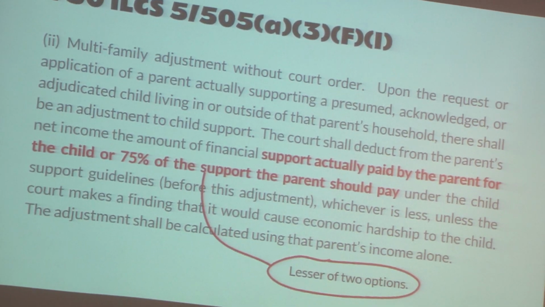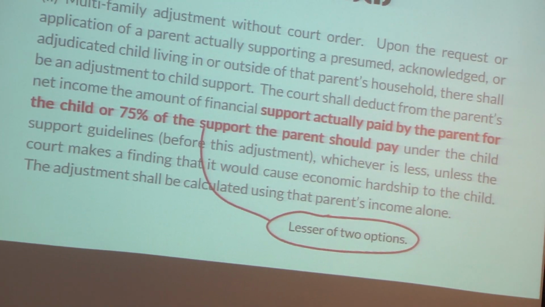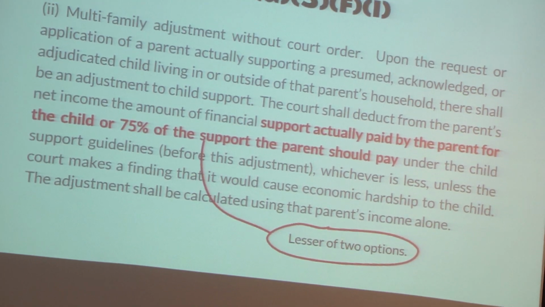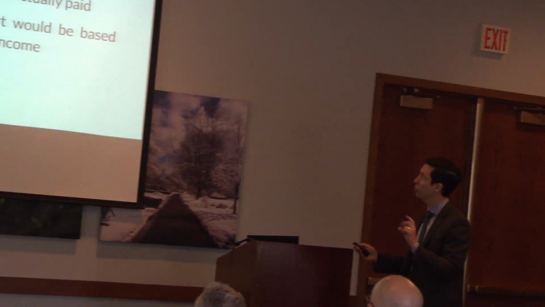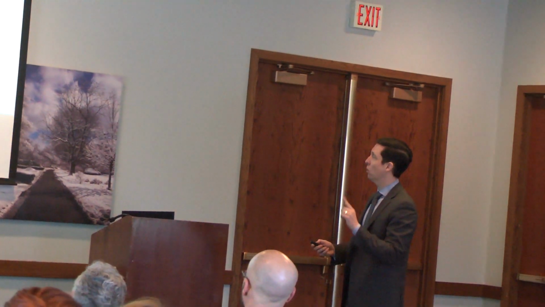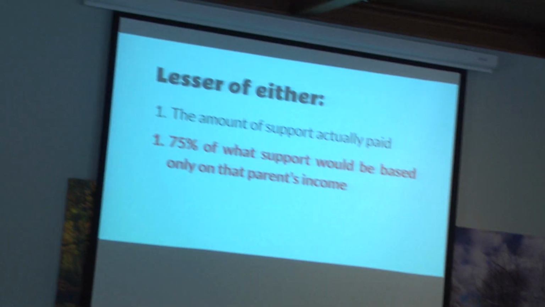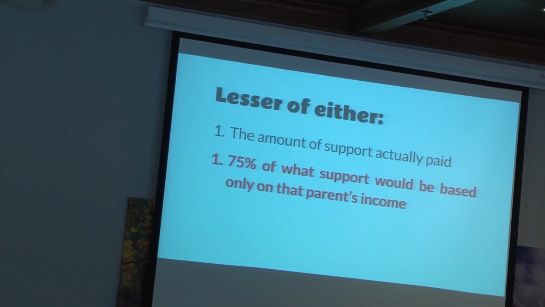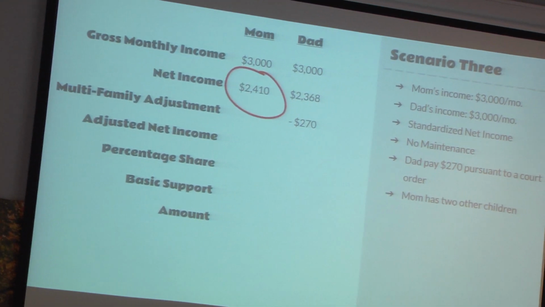Let me just skip ahead real quick. It's supposed to be the lesser of the 2, right? So what they're actually spending, or what support would be if we based it only on their income, and then 75% of that. So you really have two options, and remember, it's supposed to be the lesser of the two options. So if they're actually paying, you're going to want to see receipts, or you're going to see testimony, or if we're going to use the 75% amount, then we're going to have to calculate support just for them all over again. But it's a little bit quicker.